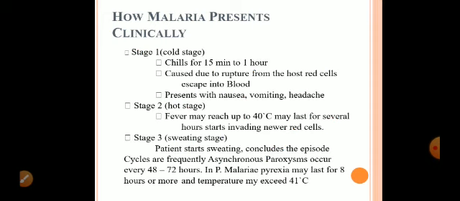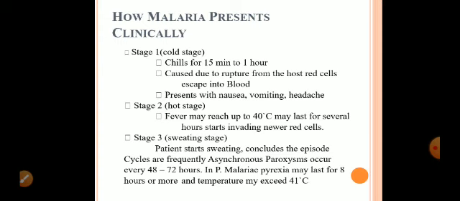Coming to the clinical features of malaria. There are three stages: cold stage, hot stage, sweating stage. In the cold stage, which lasts for about 15 minutes to 1 hour, patients will have severe chills caused due to rupture of host red cells which escape into the blood. The patient also presents with nausea, vomiting, and headache.